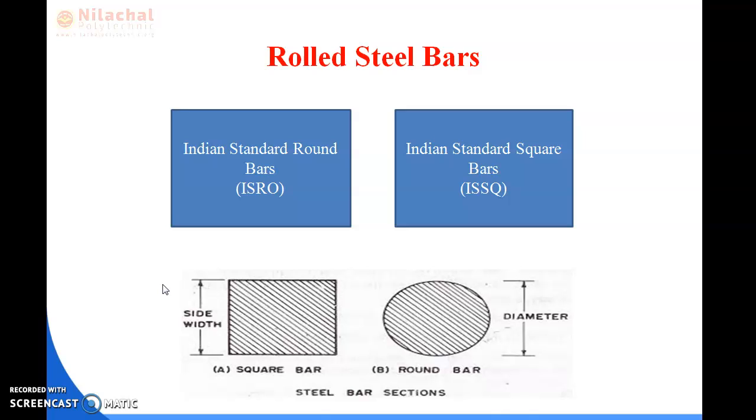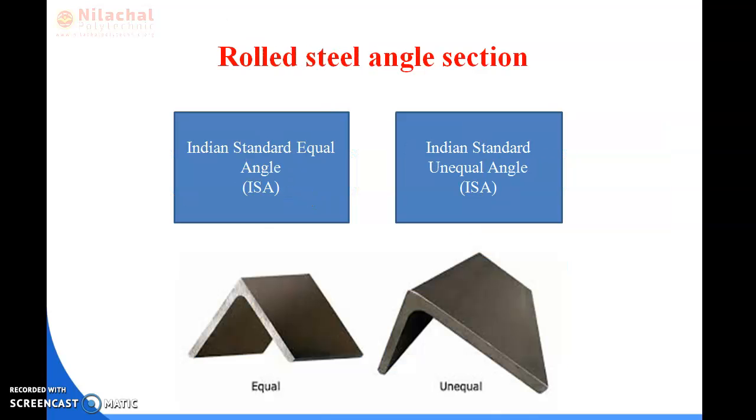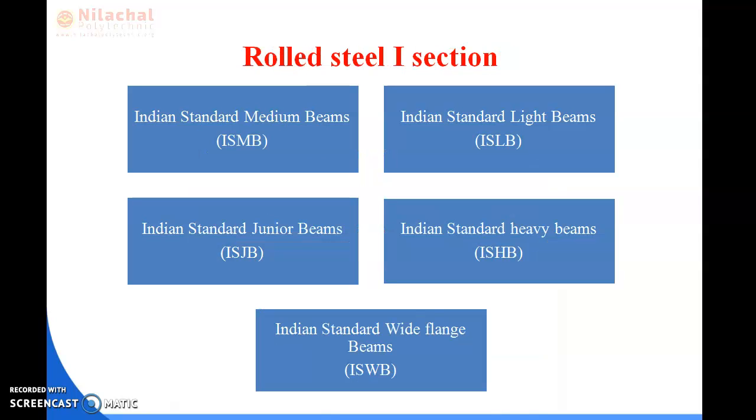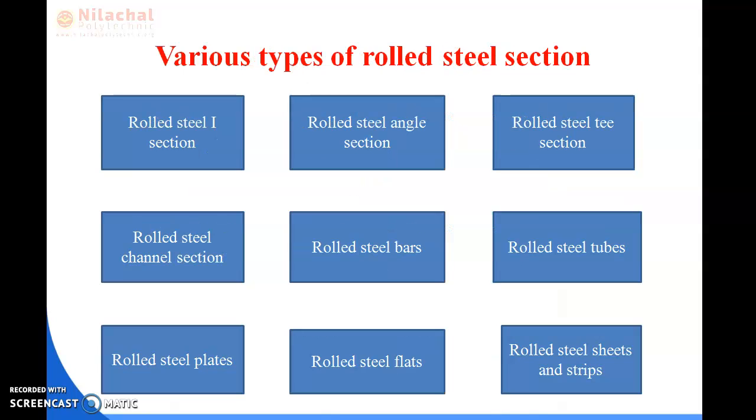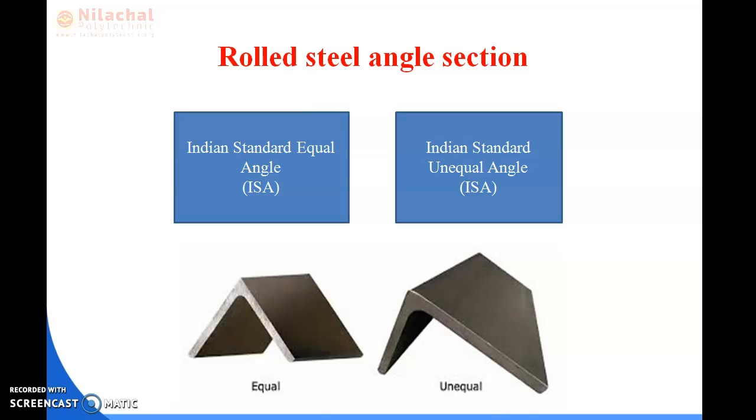Section. And in the previous class we have already discussed some rolled steel sections, and today we will discuss other rolled steel sections. So in the previous class I told you about the I sections and types of I sections, channel sections. The channel sections are 4 types. Then the rolled steel angle sections.